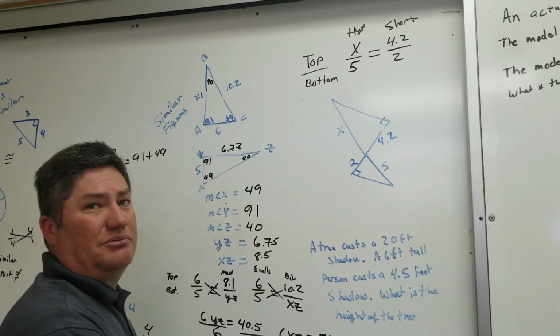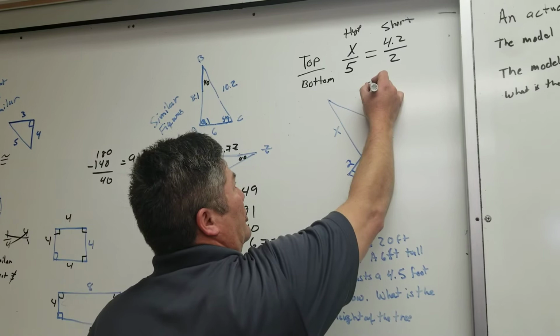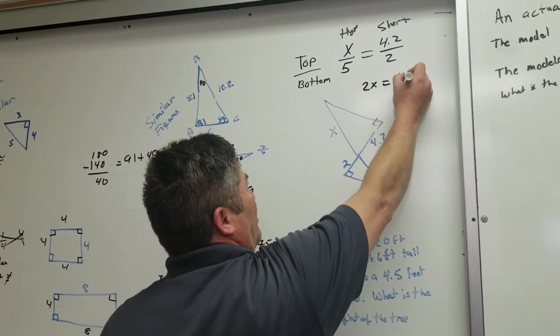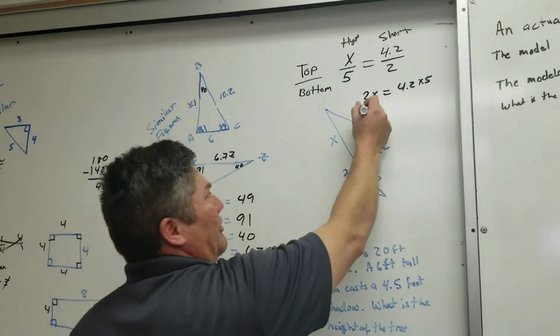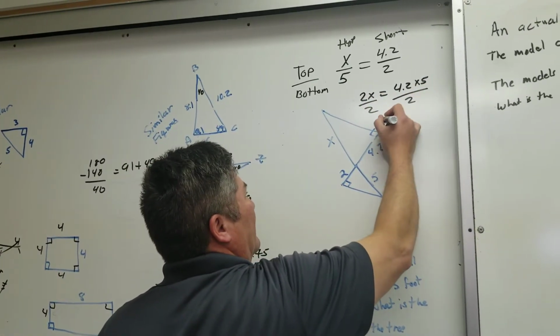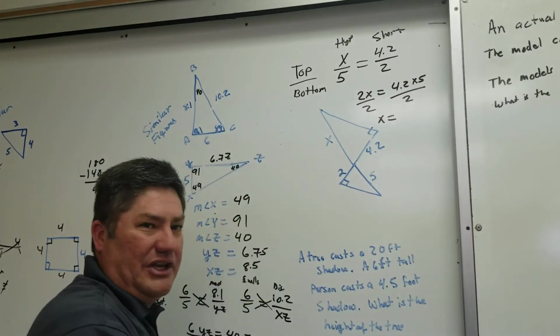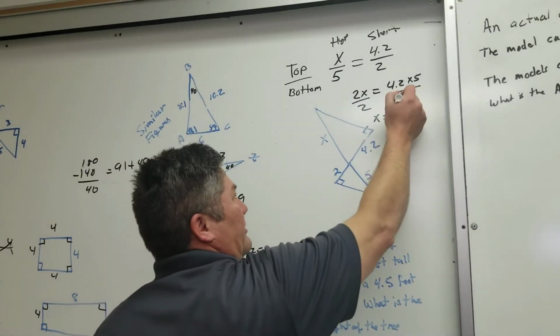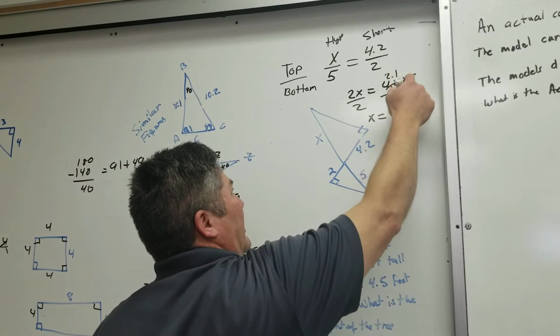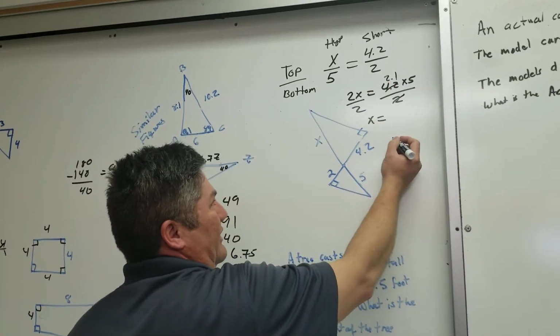Now again, I just cross multiply and solve. So I'm going to do 2x equals 4.2 times 5. Now I didn't even multiply this out because I know I'm going to divide by 2. And because I don't have a calculator handy with me, I know I can take half of 4.2. Half of 4.2 is 2.1. 2.1 times 5 is 10.5.